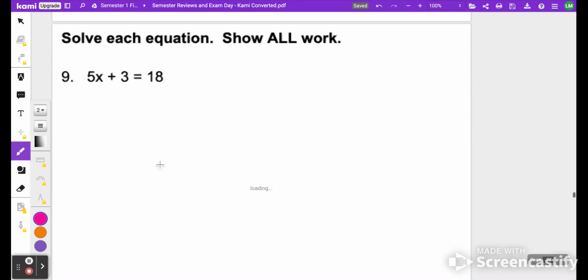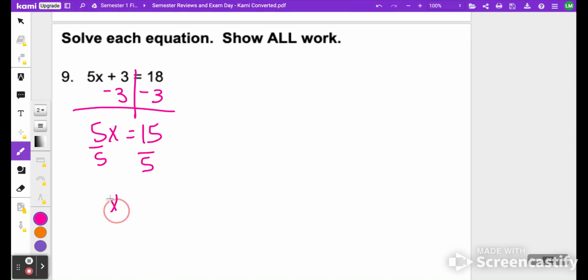Number 9, solve each equation, show the work. Minus 3 from both sides. We get 5x equals 15. Divide both sides by 5. X is equal to 3.